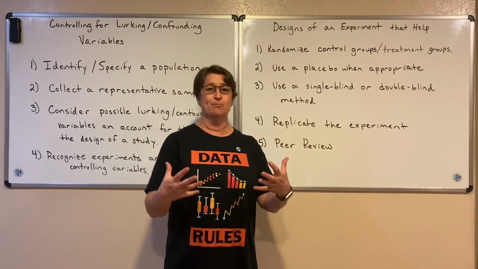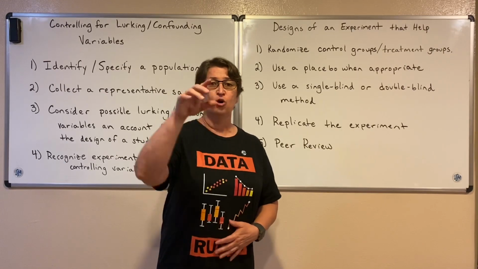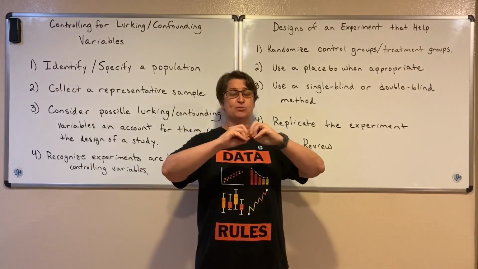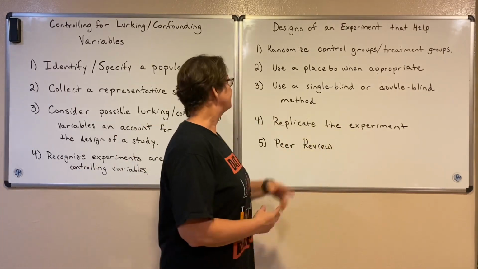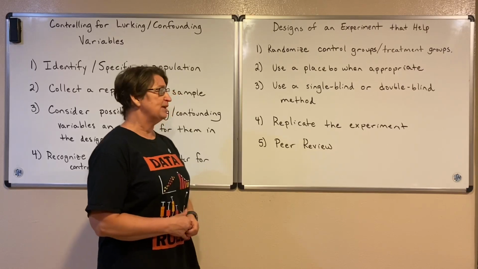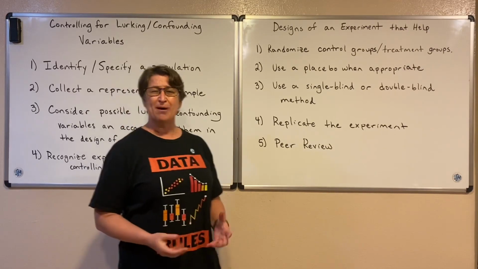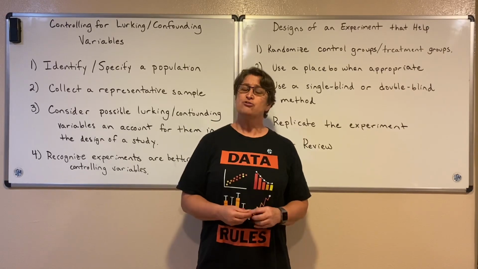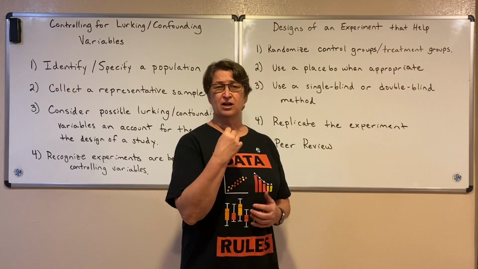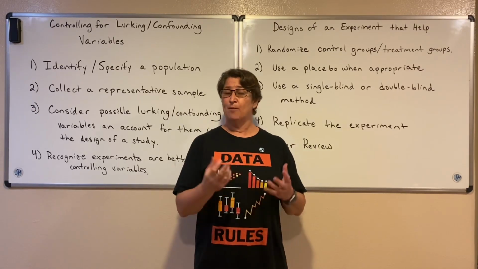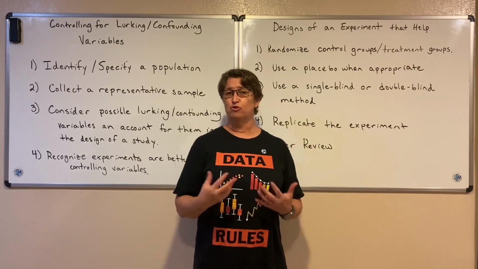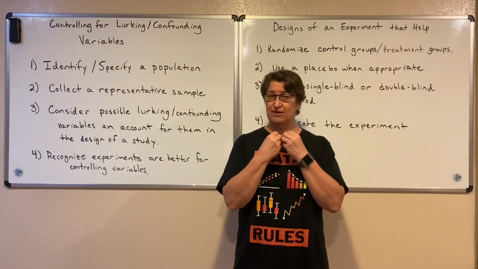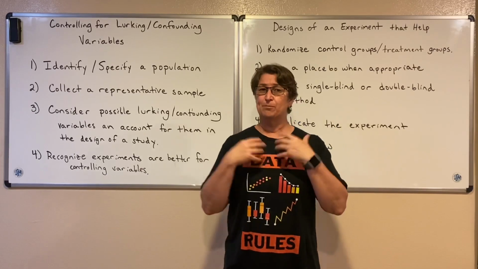We should randomize that. I shouldn't be choosing all the tall people for one group and all the short people for another. It should be completely randomized. We should use a placebo when appropriate. So think about medical testing when you're looking at a new drug. Just the fact that I'm getting a drug, even if I'm not actually getting a drug, might influence the outcome of the study. It turns out that just receiving something sometimes would make me better.